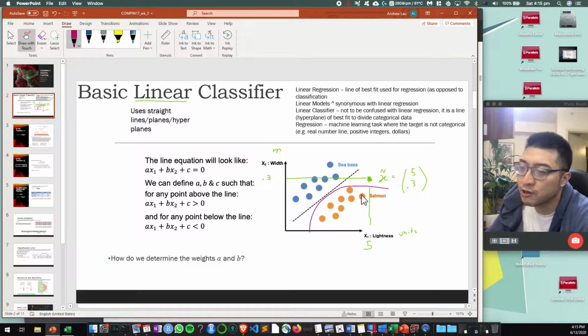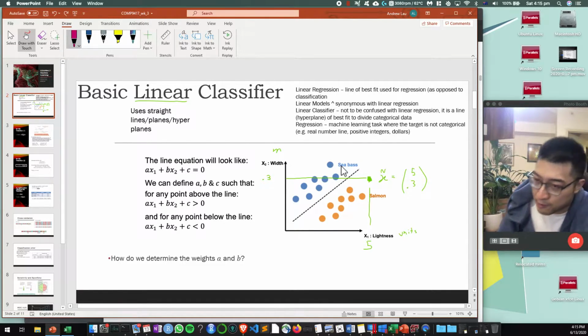Why should nature be linearly split up like this? There's not really any reason, right? And if actually the true separating curve looks like this, then this should actually be perhaps sea bass. Anyways, given this data, this is probably the best we can do.